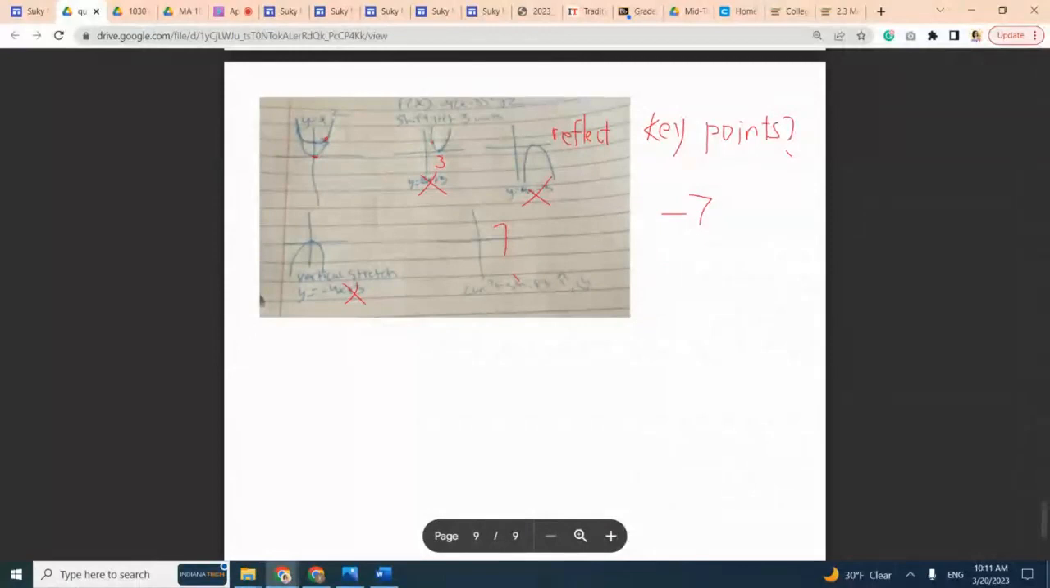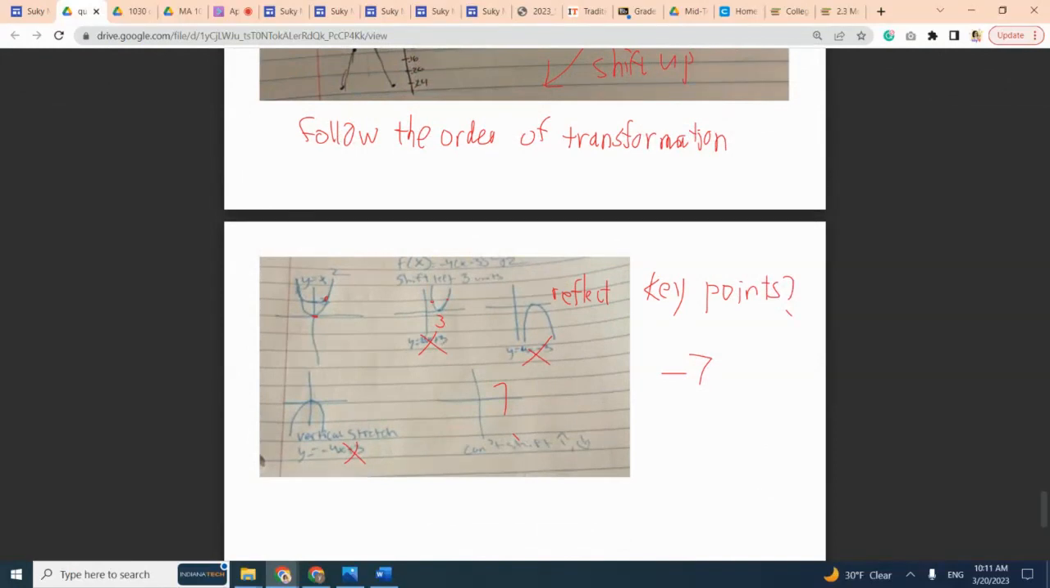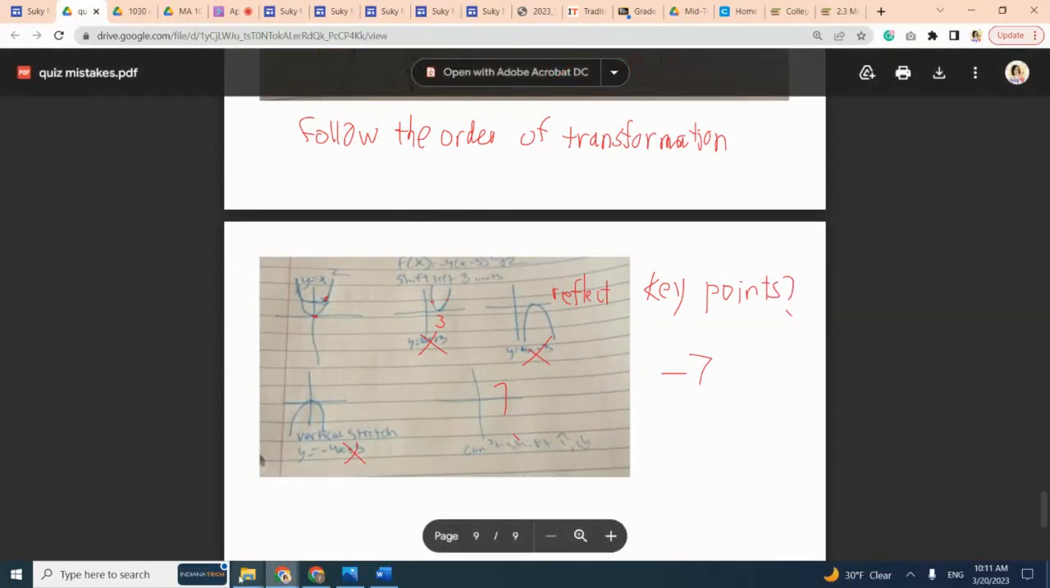Okay, and then, yes, key points. Label the key points. Even though you know the shape, that's not enough. Remember the key points. Everybody clear? Everybody? Yeah? Draw the key points. Okay. And then, oh, that's it. Any questions about the quiz? No? All good? All right.